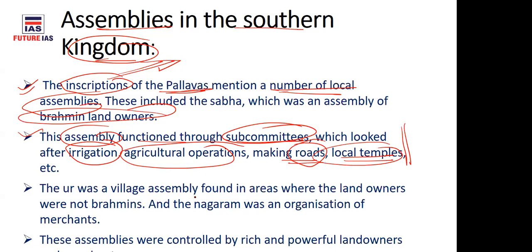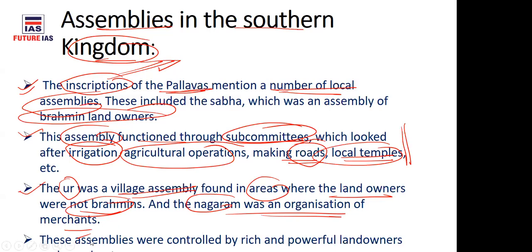Now the Ur was a village assembly, right? So you must understand the name Ur. Ur was a village assembly. They are found in the areas where the landowners are not Brahmins. This is a very important point, which can be asked in objective type questions. Generally, the assembly consists of Brahmin landowners in the southern kingdom, because the Brahmins were more powerful and more influential on the king. But there were certain village assemblies where the landowners are not Brahmins but belong to some other caste, and such village assemblies are called Ur. And the Nagaram was an organization of merchants.